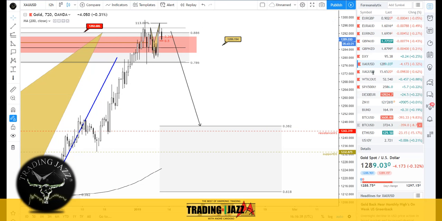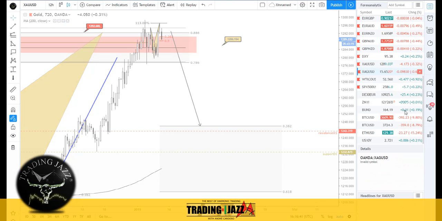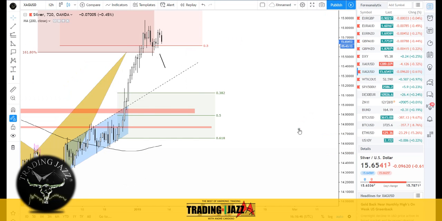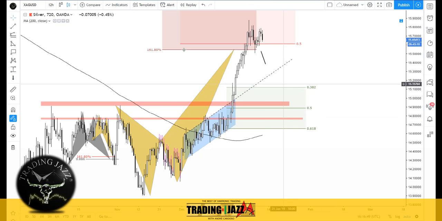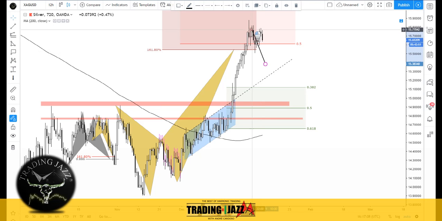Also, silver. Silver is trading above the completion point for this bearish crab pattern, the 168 extension. Actually, in fact, that level is acting now as support level. So we have that on gold also. We have kind of a double top, and we have the next zone below.